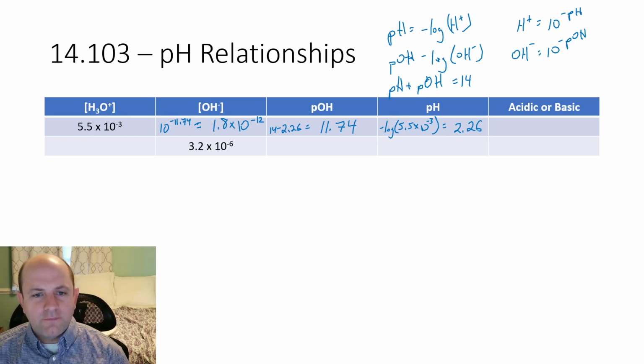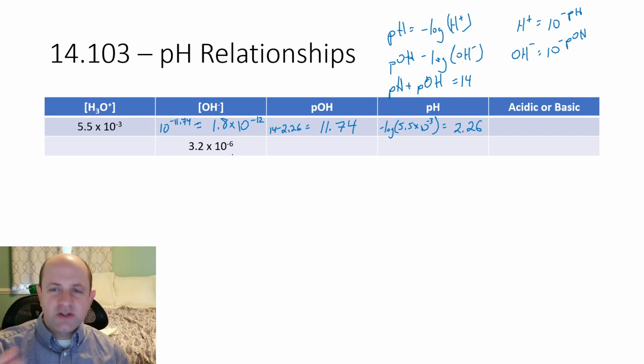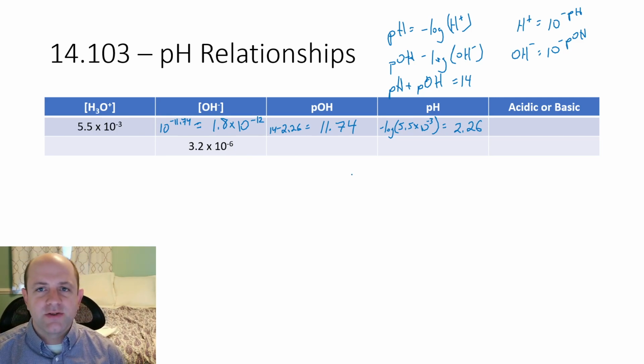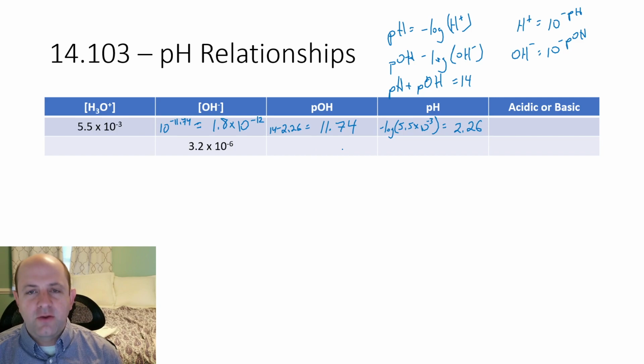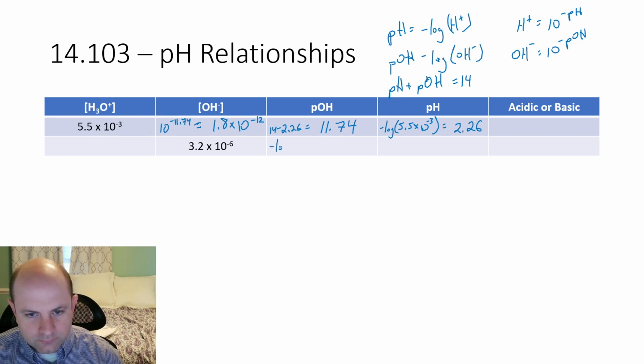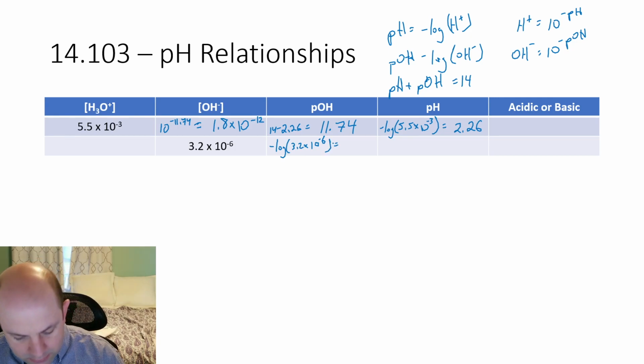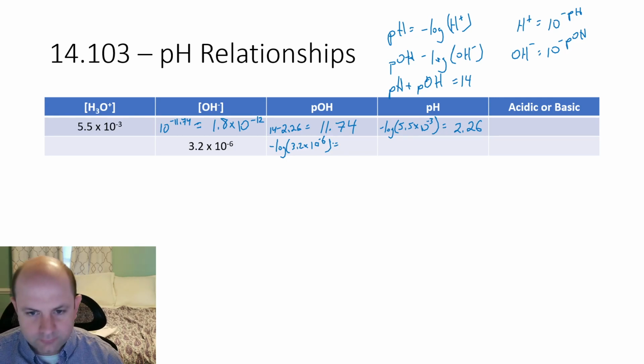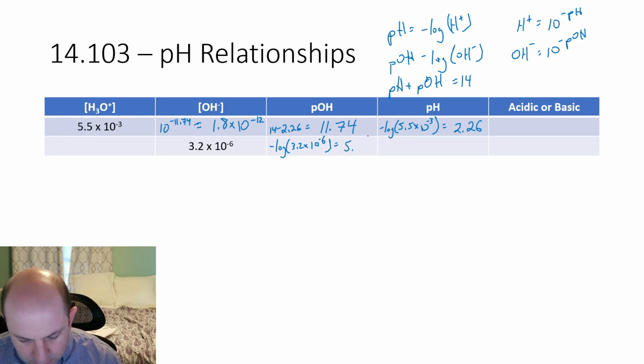All right. For the next one, we're starting with hydroxide, but again, it just means we might go in a different order of filling in these boxes, but the process is the same. Figure out which equation you can most easily use to get another box, and then go on from there. So from hydroxide, it's easiest to get the pOH. So for that one, I'll do negative log of 3.2 times 10 to the negative 6. So negative log of that, and we get 5.49. That looks right, yep.